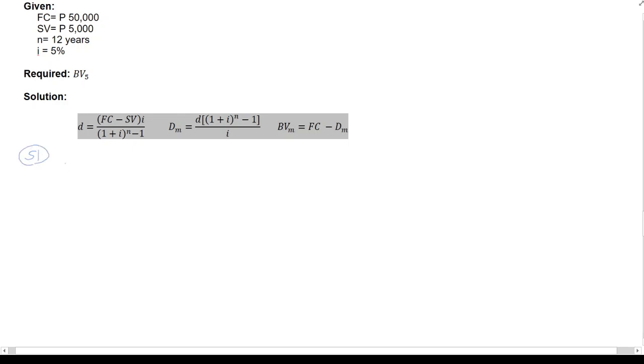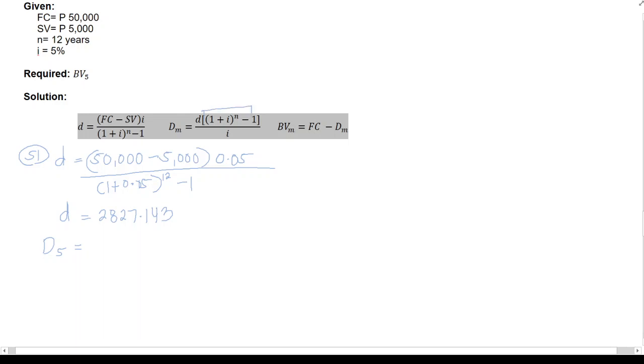we use compound interest. Depreciation is equal to first cost, which is 50,000, minus the salvage value, 5,000, multiplied by the interest rate, 0.05, divided by 1 plus 0.05 raised to n, the useful life, 12 years, minus 1. So the depreciation here is equal to 2,827.143. And for the depreciation at the fifth term, that is equal to the depreciation multiplied by this one.